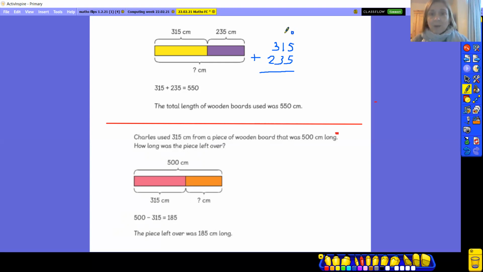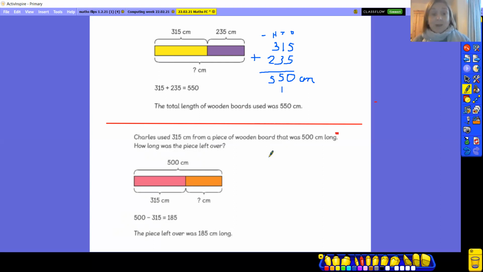So let's have a look. I've got my ones digit, my tens, my hundreds digit over there. So 5 ones add 5 ones is 10 ones, and we know that because of our number bonds. So we're going to convert our 10 ones into 1 ten. So now we've got 1 ten, 3 tens, and 1 ten. So 10 add 30 is 40, 40 add 10 is 50. So we've got 5 tens or 50. Then we've got 300 and 200, so that equals 500. So the answer is 550 centimetres. The total length of both pieces of wood was 550 centimetres.